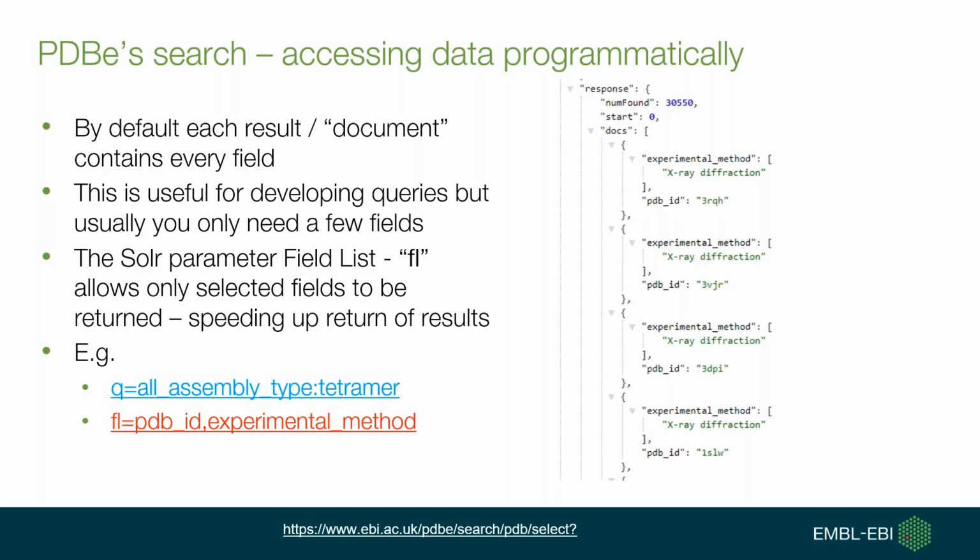One of the most useful things, if you want to speed up your queries and you know what you're looking for, is the FL, the field list parameter here, which allows you to only return very specific fields back. And this will make a massive difference to the data content that you get back, and it'd be a lot quicker doing much larger queries. So here we've done our query of assembly type being tetramer, and for our field list, we're only going to get back PDBe ID and experimental method, which is a comma separated list. And as we can see in our response on the right hand side, that's exactly what we've got within our documents. We've got back experimental method and the PDBe ID.